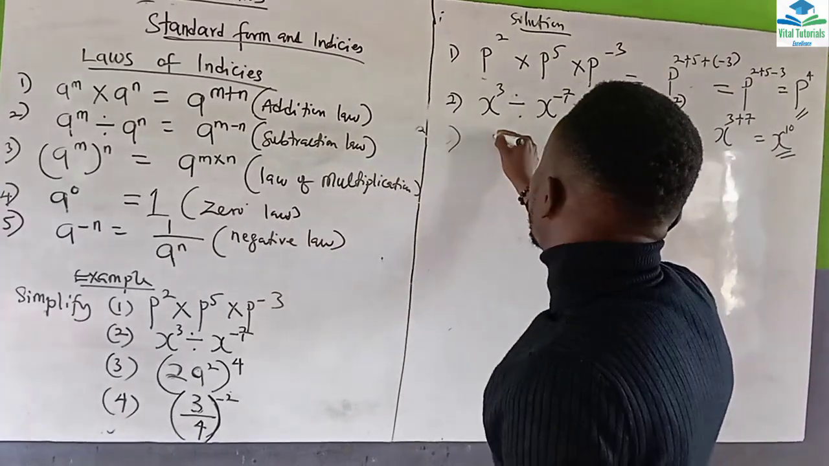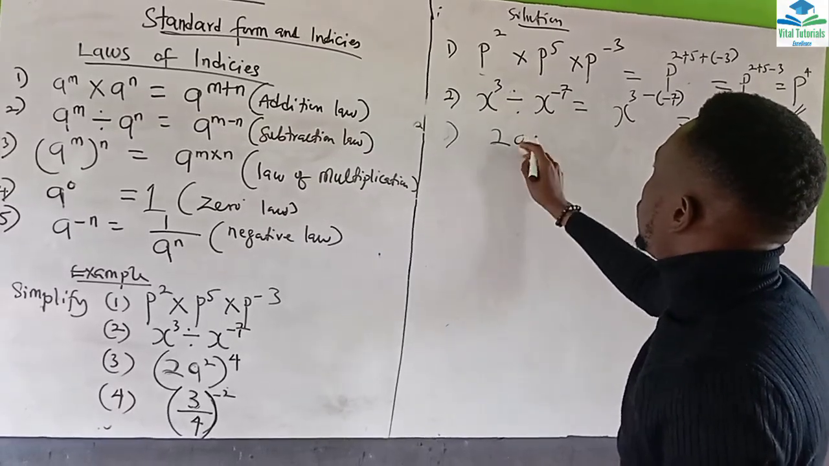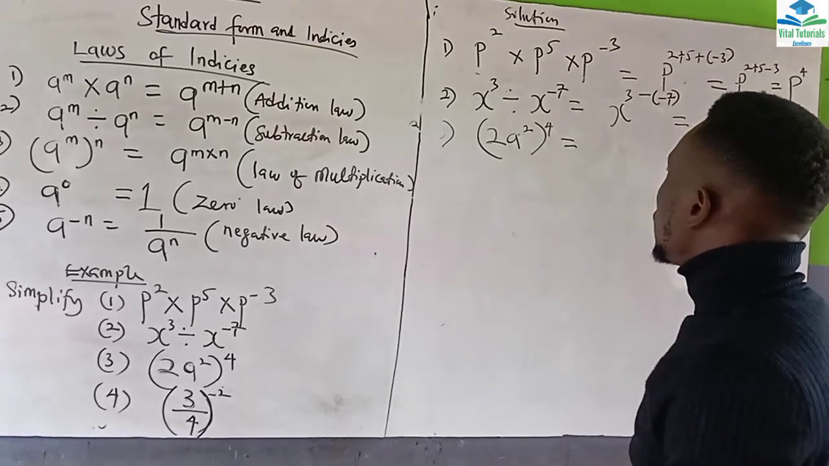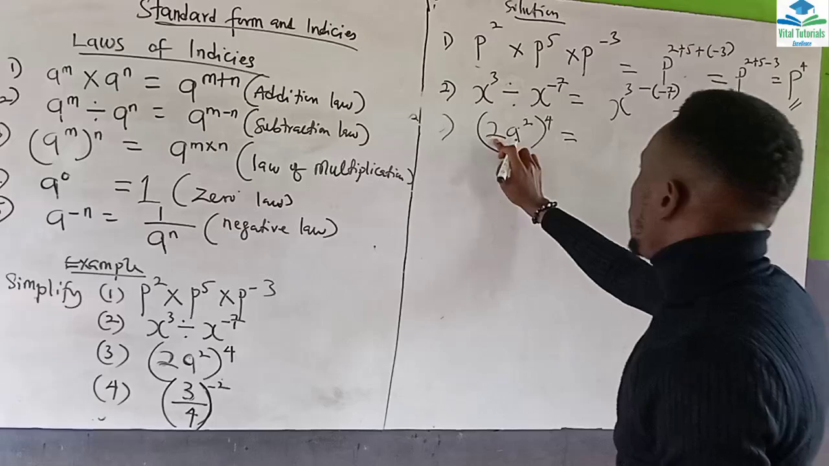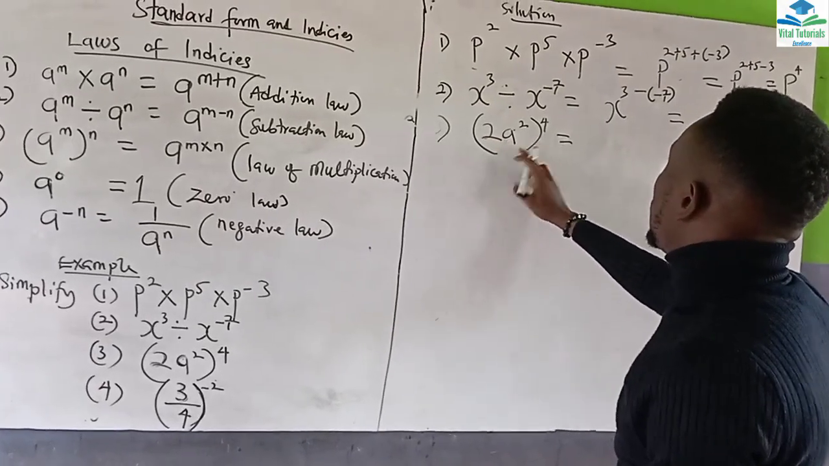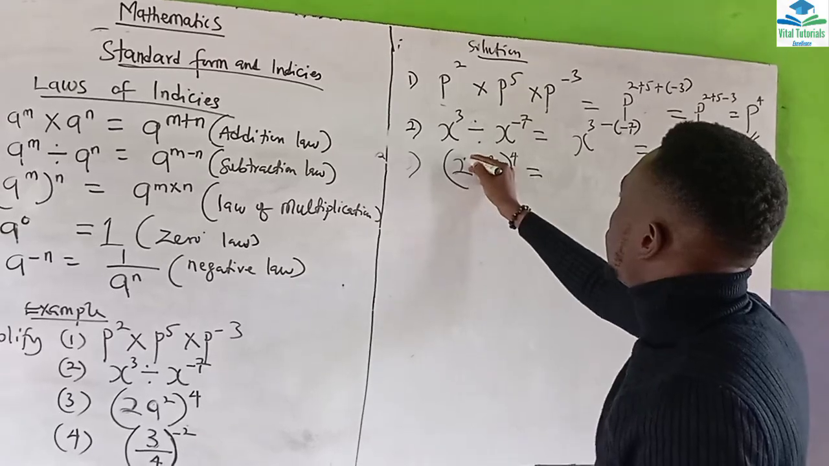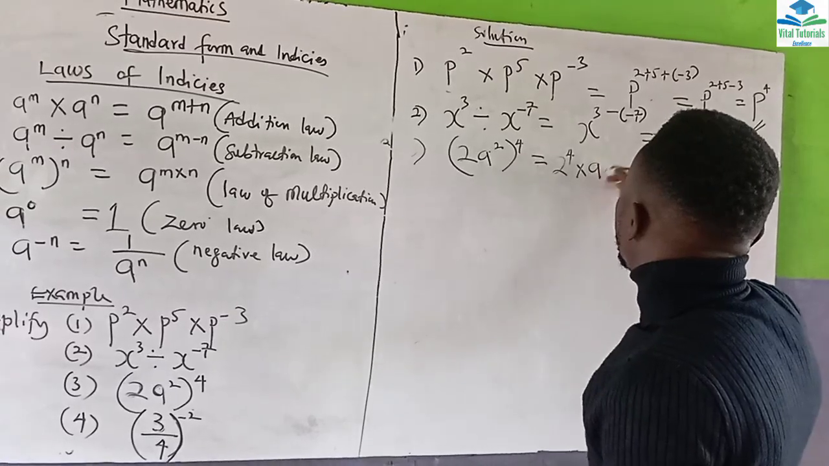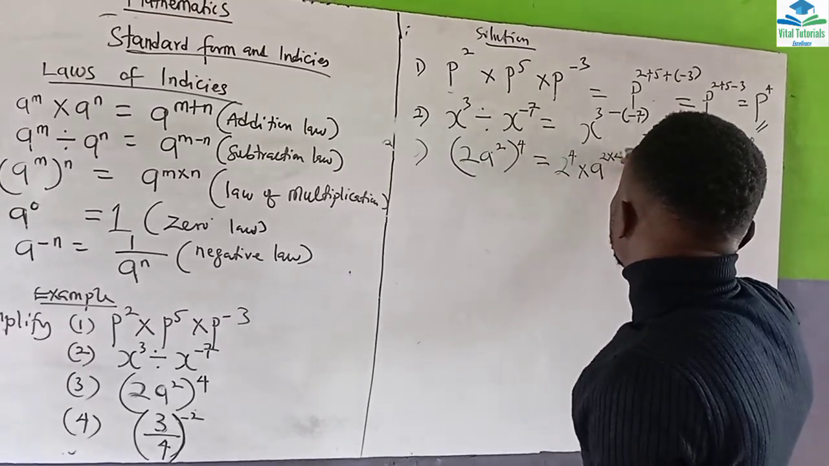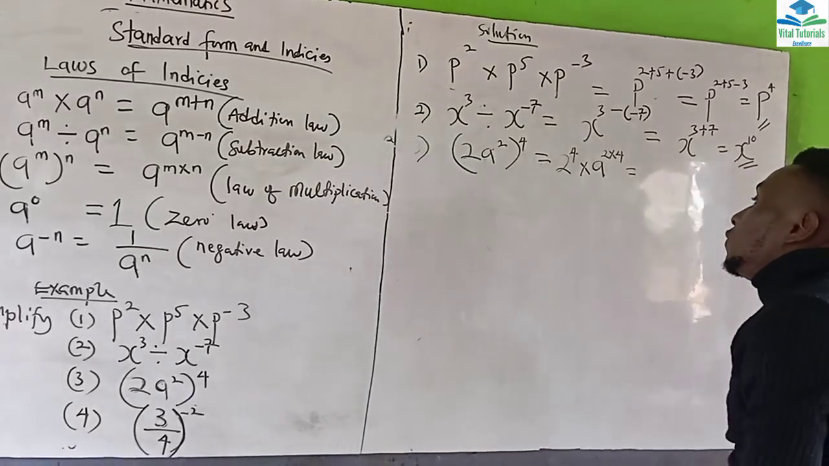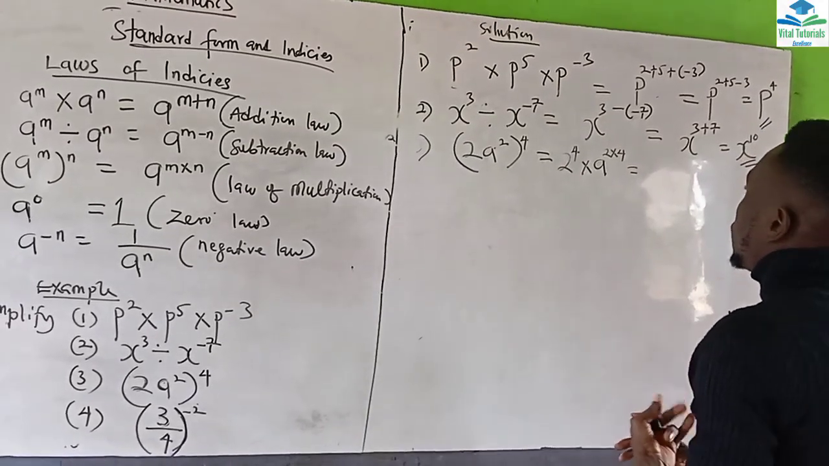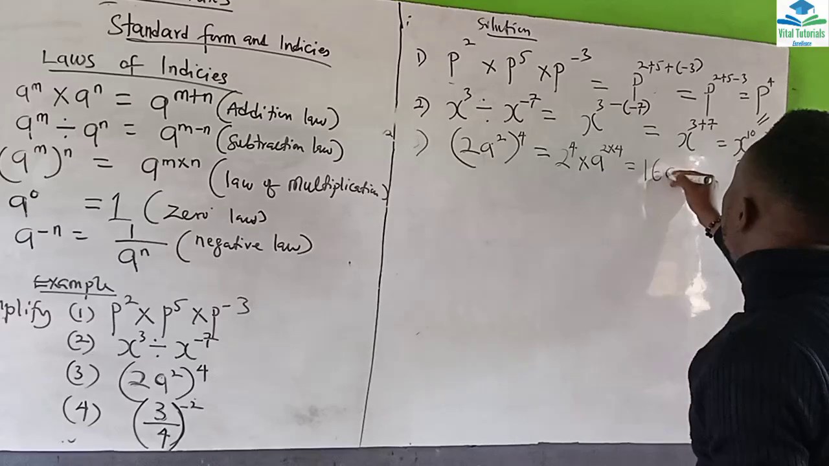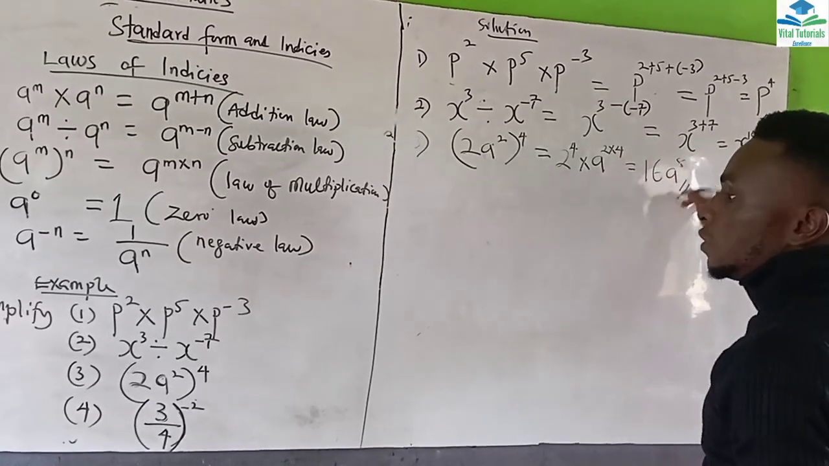Then we go to the next one. We have 2a raised to the power of 4, in brackets, so what will happen? This 2 is a different entity, while this a is a different entity. Let's say there's an invisible 1 on top of the a. So this will be 2 raised to the power 4 times a raised to the power 1 times 4. That's 2 raised to the power 4, which should give you 2 times 2 times 2 times 2, four places. 2 times 2 is 4, times 2 is 8, times 2 is 16. So this will be 16a to the power 4.